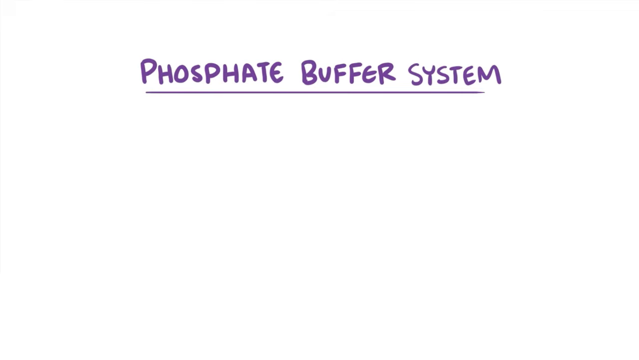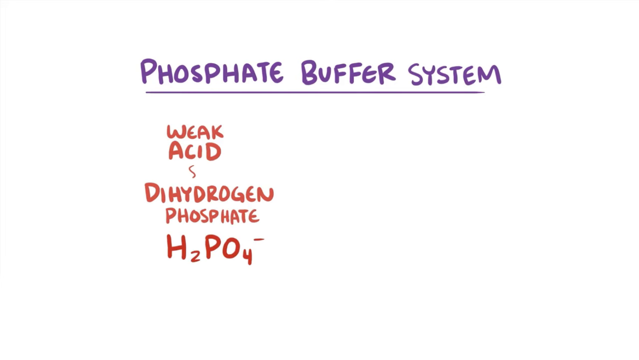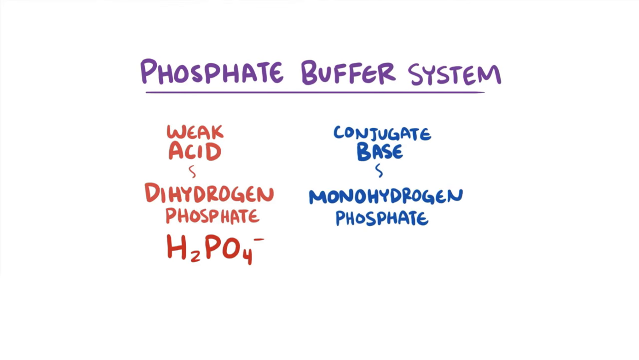Apart from the bicarbonate buffer system, there's also the phosphate buffer system. This is a mixture of the weak acid dihydrogen phosphate, or H2PO4-, and its conjugate base, monohydrogen phosphate, or HPO4-2-. Dihydrogen phosphate has two hydrogens, and it's always ready to give off one of them and get converted to monohydrogen phosphate, which has a single hydrogen.